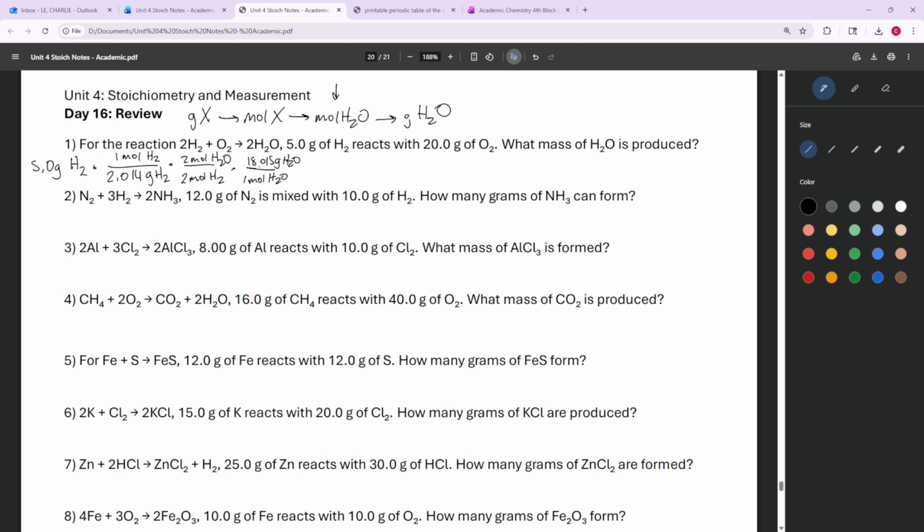If you do round these numbers to whole numbers, like use 2 grams or 18 grams instead, the numbers should be close enough. Okay, and so let me pull out my calculator to calculate this. So 5 times 1 divided by 2.014 times 2 divided by 2 times 18.015 divided by 1. That will get us 44.7 grams.